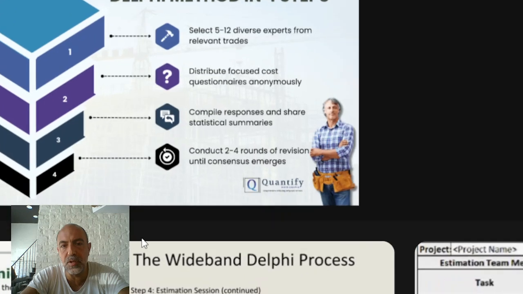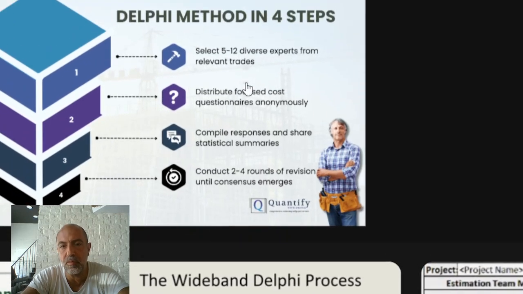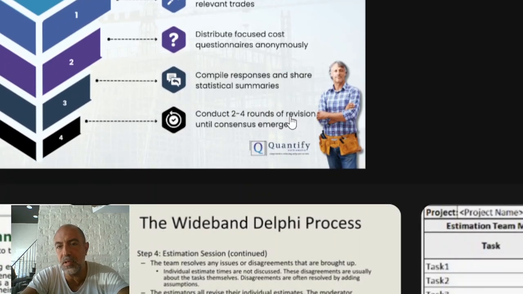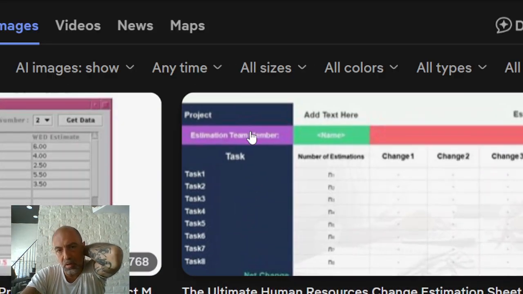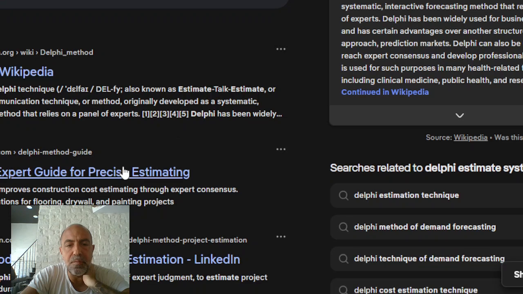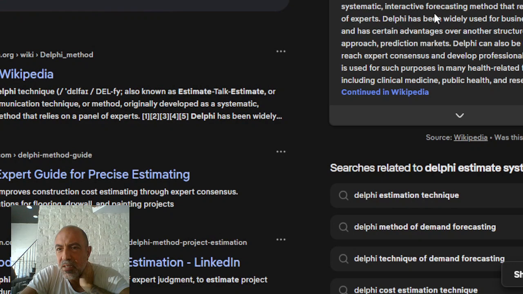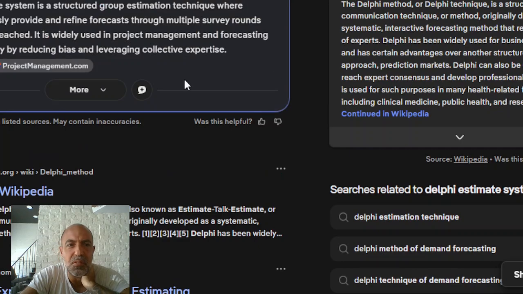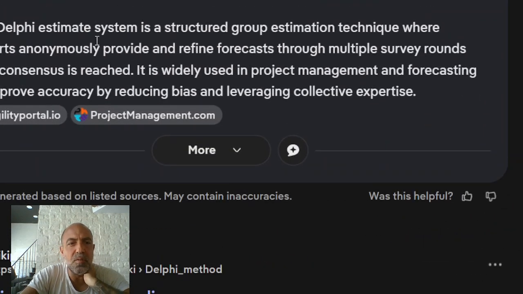So the Delphi method is literally like you select 12 to 15 experts from relevant trades, you distribute focused cost questionnaires anonymously, compile responses and share statistical summaries. I'm interested, what does it stand for? Delphi, originally developed as a systematic interactive method, where experts anonymously give input. I remember it being a company or something maybe, I'm not sure, but I think that's basically the thing.